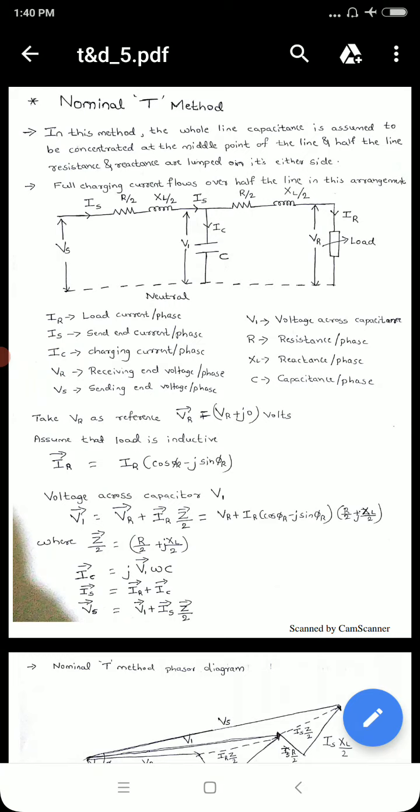So continue with the third module, that is the performance of the transmission line. In the previous classes we have seen short transmission line and medium transmission line. In the medium transmission line we have seen the end condenser method. Today we are going to see the nominal T method.